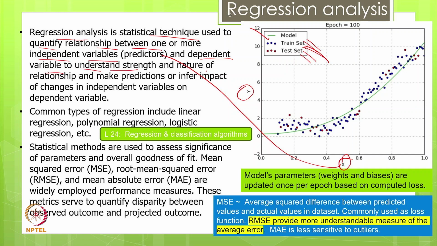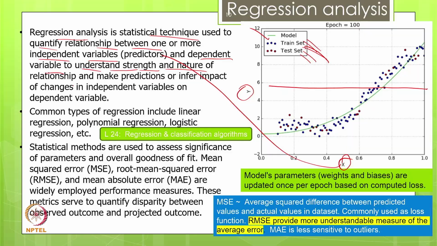To understand the strength of the relation: quite possibly the line is a straight line, then Y is not dependent on X, or if it depends, it's very weakly dependent. That's the strength. If however it goes in exponential or logarithmic form, then we will try to predict that. That's where prediction comes in. And then we say it makes a prediction and infers the impact of a change in independent variables. So whatever you have done, say with 10 data points, if I change them to some extent, what will be the results? That is very important for us.